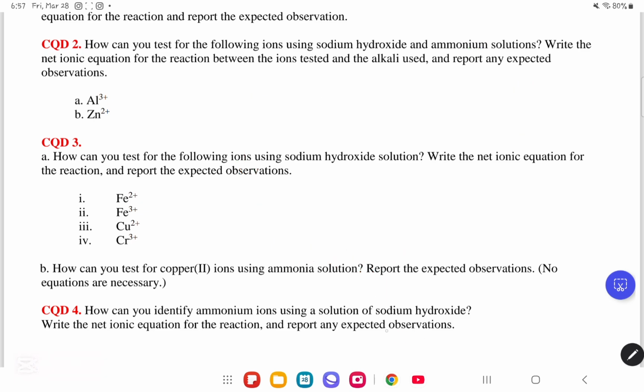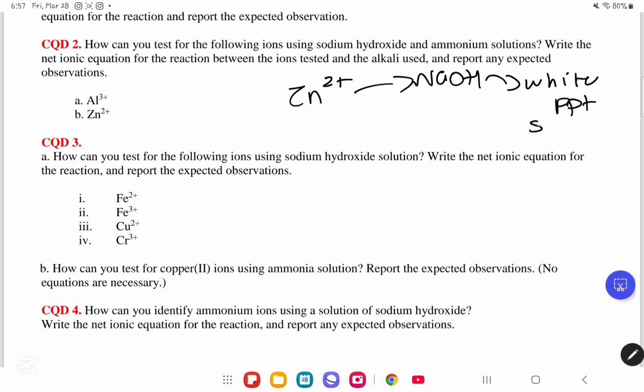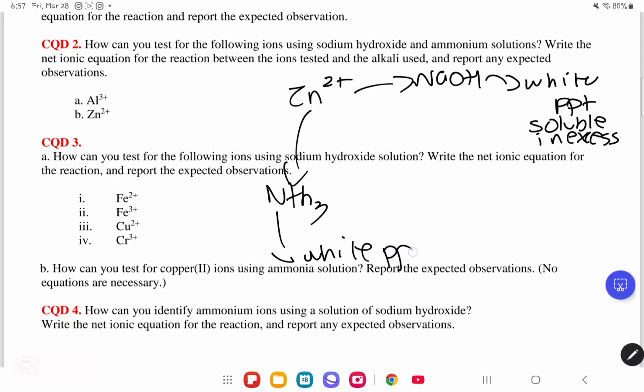Whereas for the Zn2 plus, when it reacts with NaOH, it is going to give us a white precipitate that is soluble in excess. Whereas when it reacts with NH3, it will also form a white precipitate that is soluble in excess. And that is it for CQD number 2.